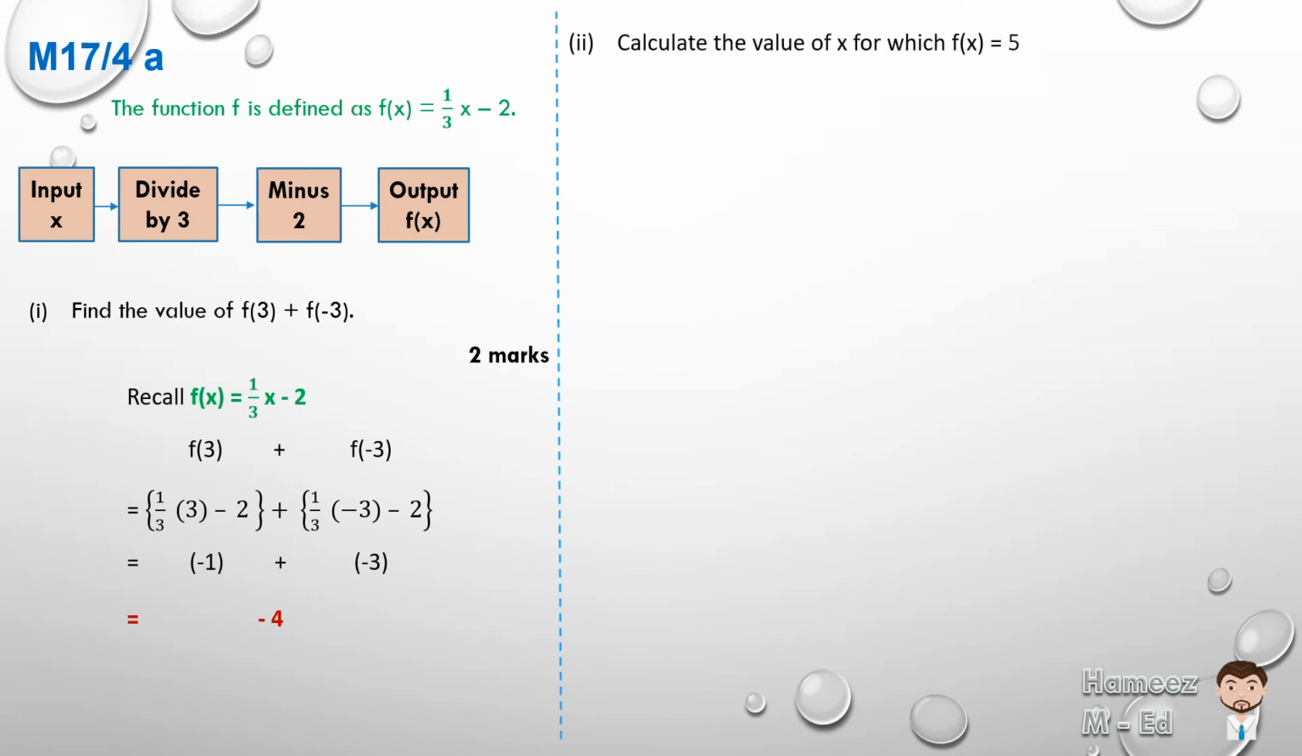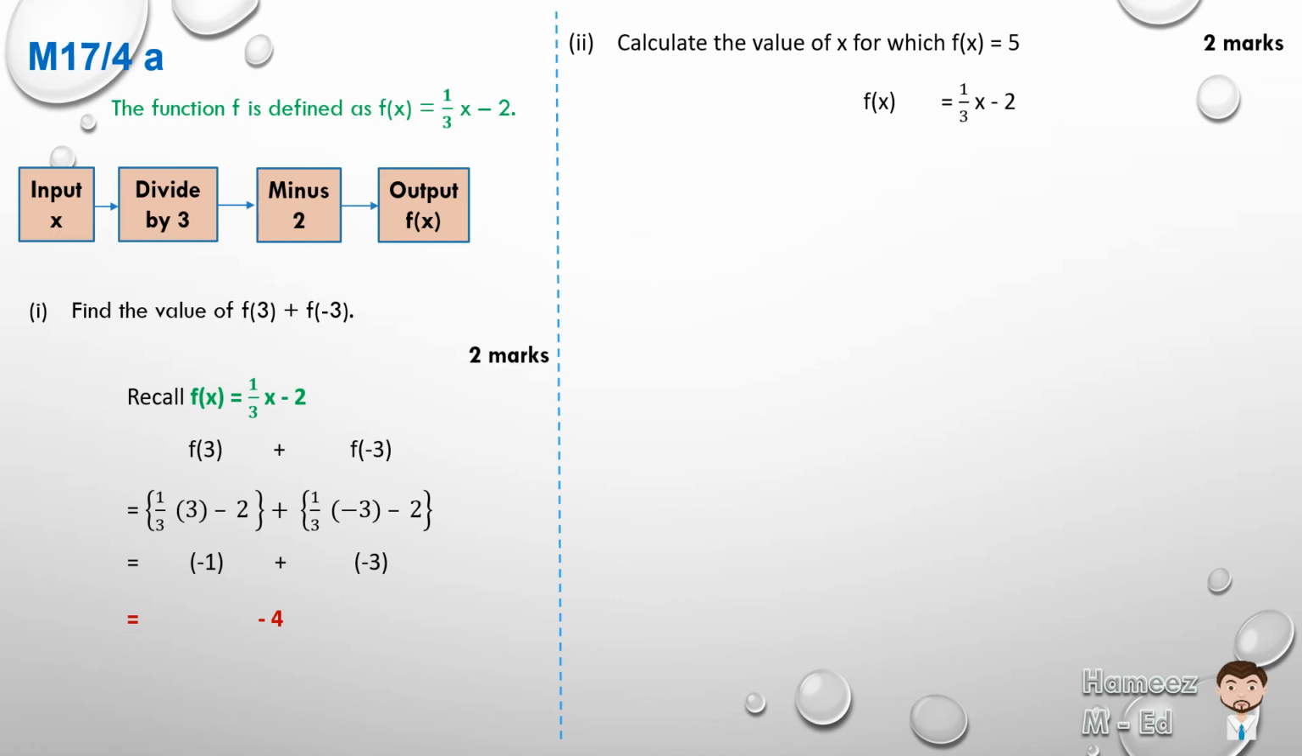Part 2. Calculate the value of x for which f of x is equal to 5. So let's write our formula. f of x is equal to 1/3 x minus 2. And if we think about our flow diagram, what does this 5 mean? The 5 is the output. So what we're really trying to find is what is the input x that will give us our output of 5. So we can do it 2 ways.